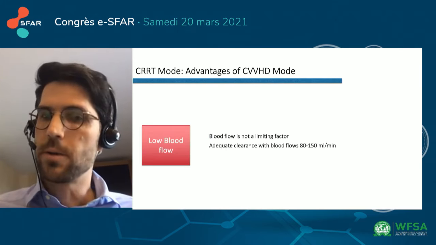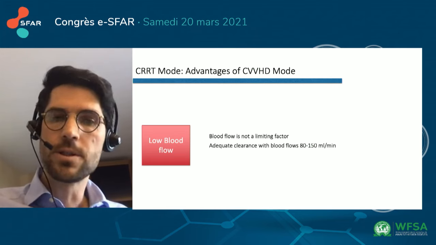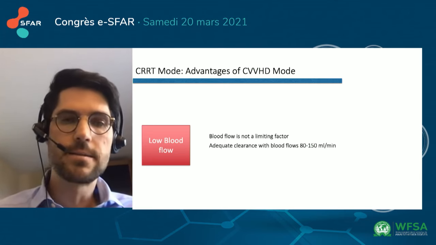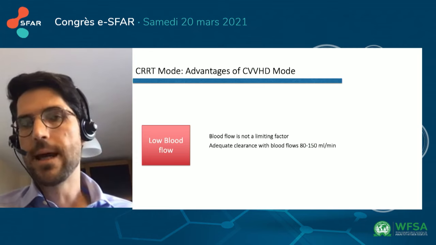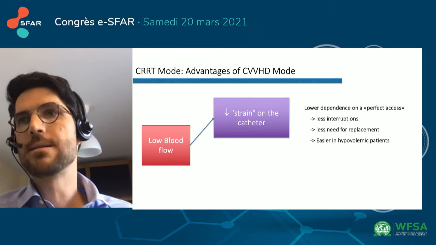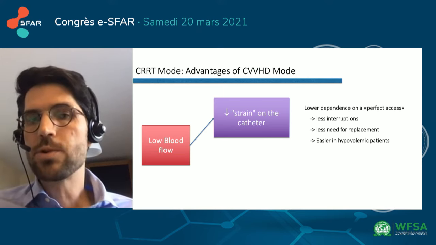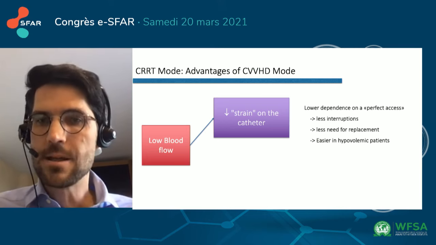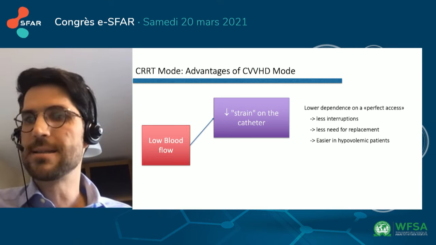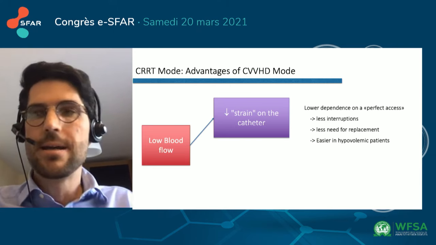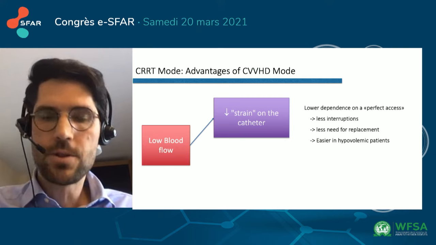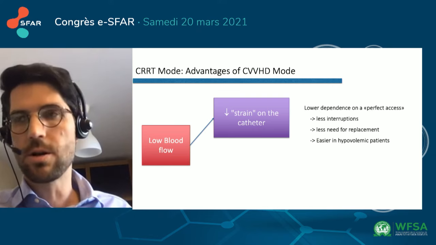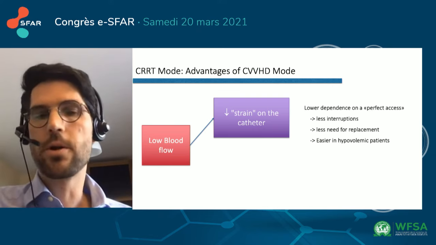In CVVHD mode, you don't have to worry about the blood flow. The blood flow is not the limiting factor. You reach an adequate clearance as long as you have at least 60 to 80 milliliters per minute. And the limiting factor is not the blood, it is the dialysate. So why is that important? Because a lower blood flow decreases the strain on the catheter. There's less dependence on a perfect catheter, less interruption, less need for replacing the circuit. You can deal with patients with lower intravascular volume. It's much easier because you don't have to drain so much blood per unit of time.